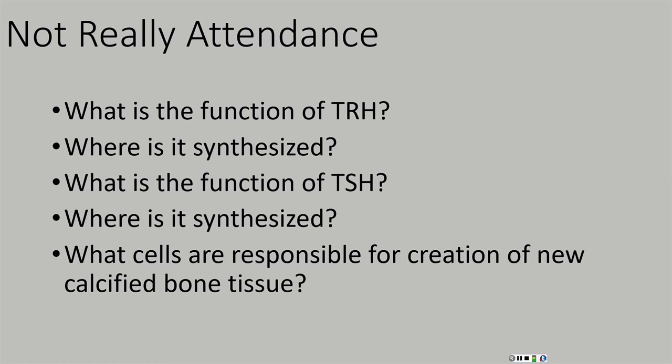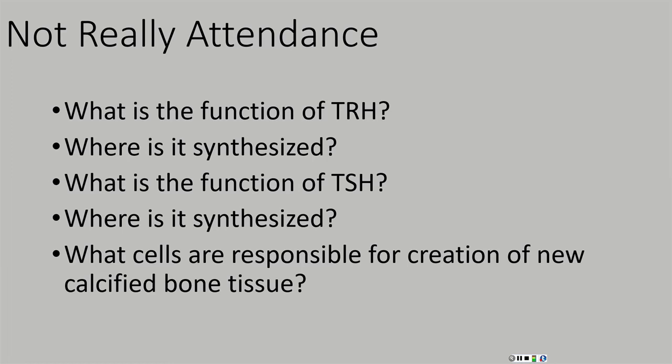What's the function of TSH, thyroid stimulating hormone, or thyrotropin? Its function is to stimulate the thyroid follicles to release thyroid hormones, T3 and T4. Where is it synthesized? It is synthesized in the anterior pituitary.